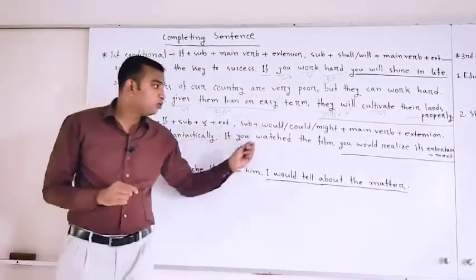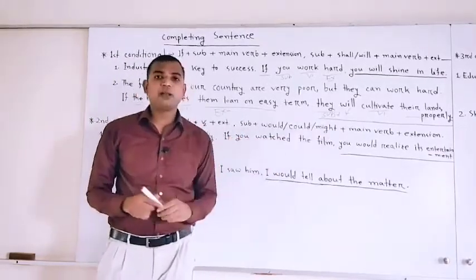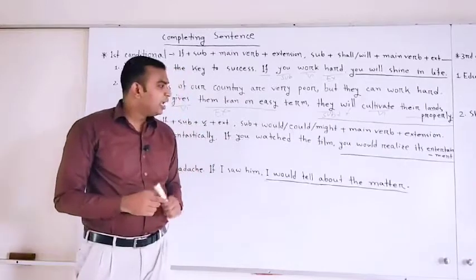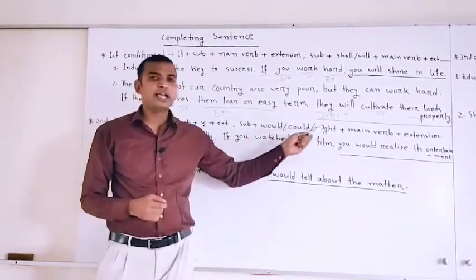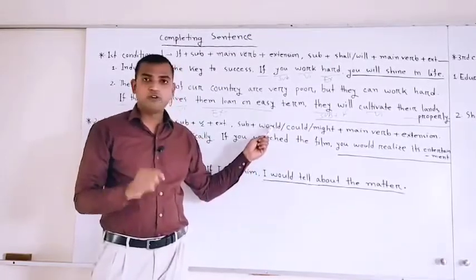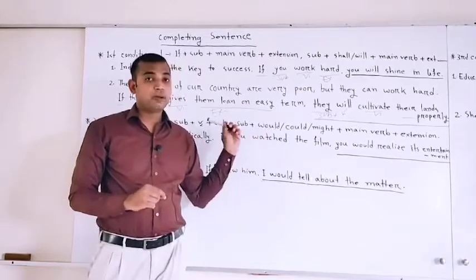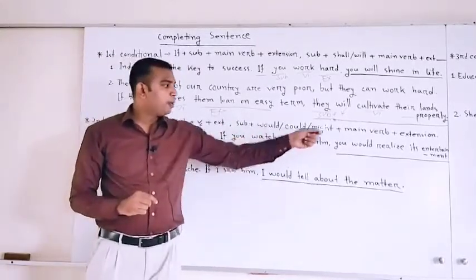So the second clause will be subject plus would, could, might plus main verb plus extension. Here you may have a question: should we use would or could or might? Any one you can select, but it is better if you select would for every sentence in terms of past indefinite tense. So subject, would, could, might, plus main verb.